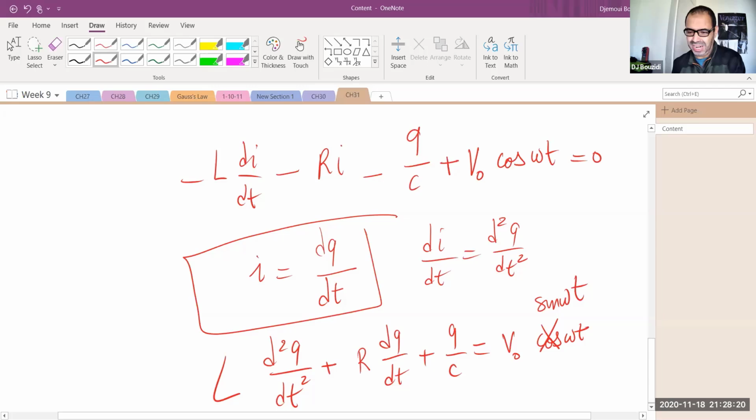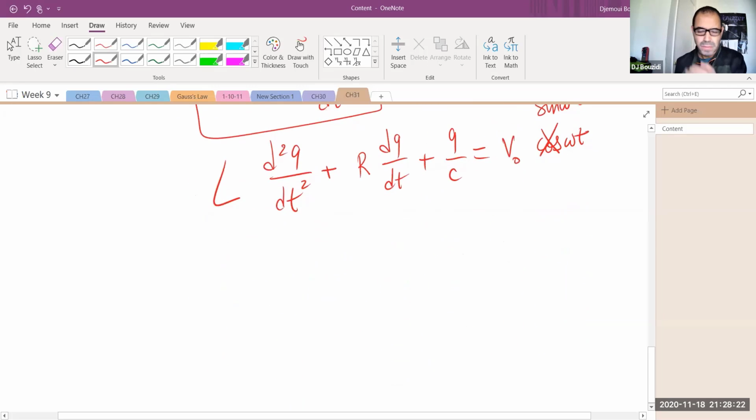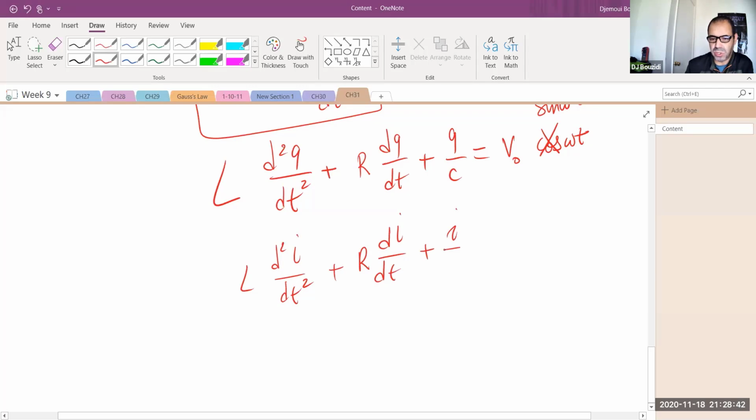Now, if I take the derivative of everything, the expression I have is going to be the third derivative of the charge, which is the second derivative of the current, plus R times the second derivative of q with respect to time, which is just di over dt. And now when I take the derivative of q, it's just the current over C. And this is equal to V naught omega cosine of omega t, because when I take the derivative of a sine, it's going to be a cosine.